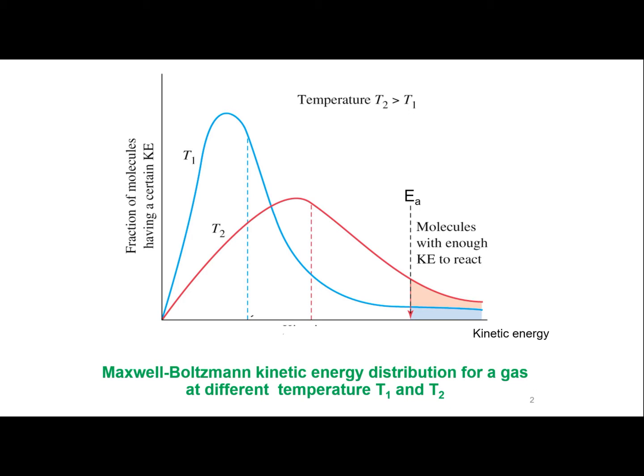The area under each curve represents the total number of molecules in the reaction. So, the total area under the blue graph represents the total number of molecules at lower temperature. And the total area under the red graph represents the total number of molecules at higher temperature.